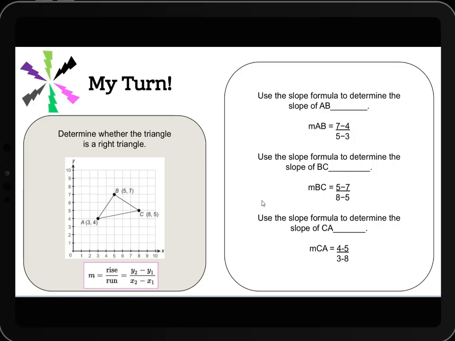I would encourage you to make a note for this particular slide for your exit ticket at the end of the lesson. To use the slope formula to find the slope of AB, we can use the notation where we have MAB to represent slope, and we have 7 minus 4 divided by 5 minus 3. So here we end up with 3 divided by 2. So we have a slope of 3 over 2.